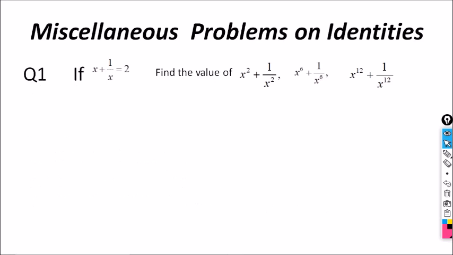Now this is the first problem. If x plus 1 upon x is 2, we have to find the value of x square plus 1 upon x square, x^6 plus 1 upon x^6, and x^12 plus 1 upon x^12.